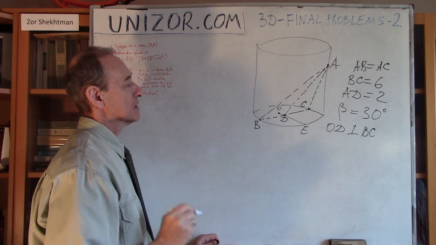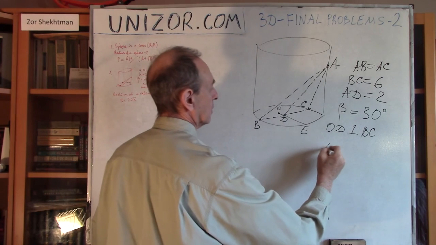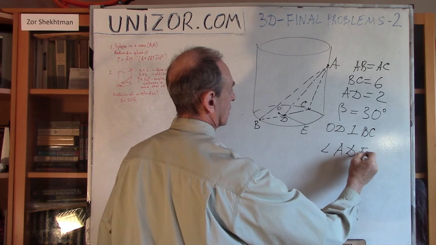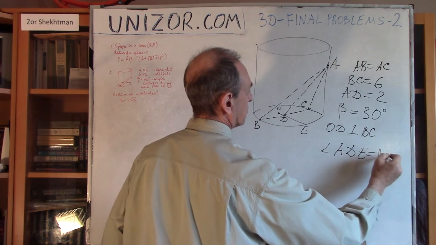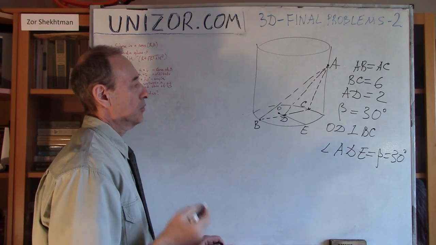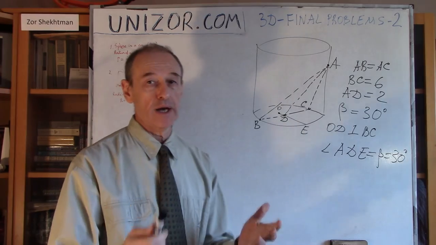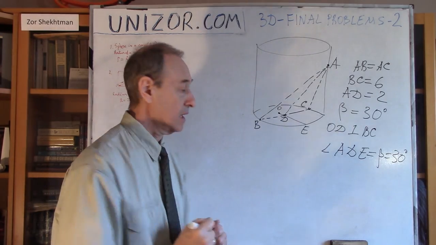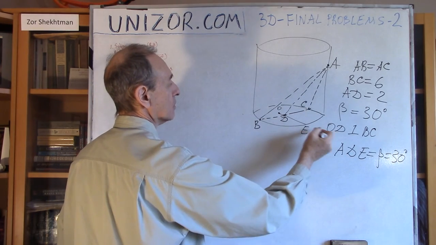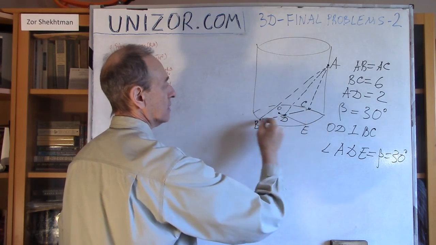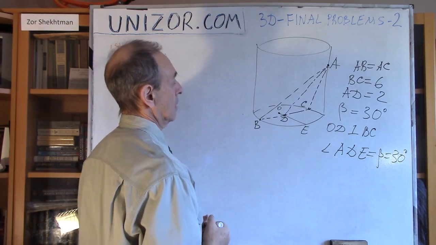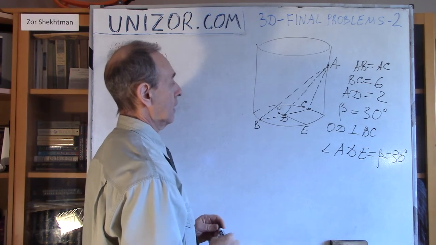Now, what I am actually stating right now is that angle ADE is actually this angle beta, which is 30 degrees. Why? Well, if you remember how I defined the angle between two planes, I defined it as the angle between two perpendiculars, within each plane, to the line of their intersection. So now I know actually a lot about this.